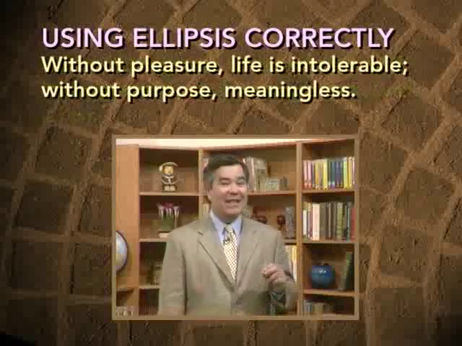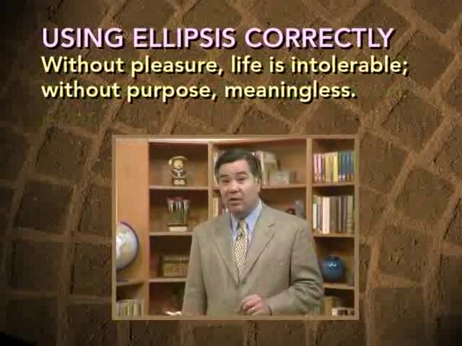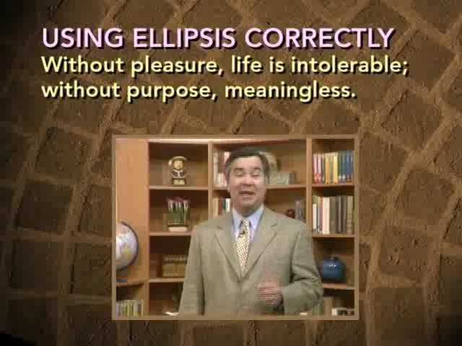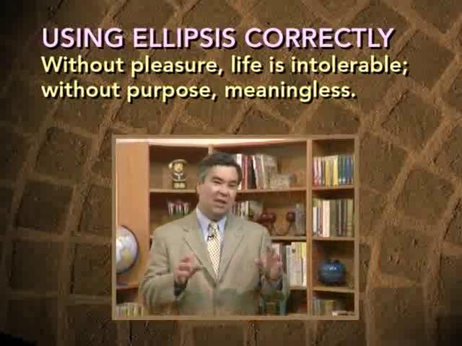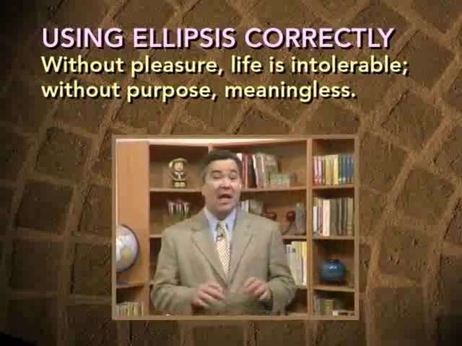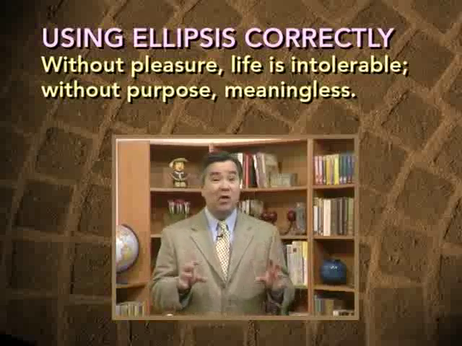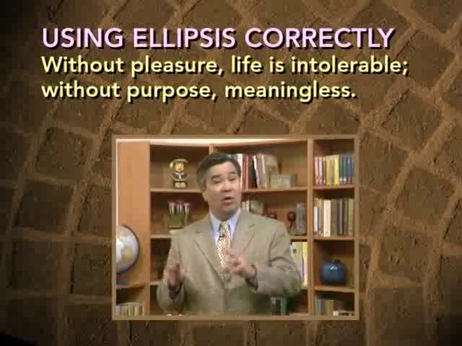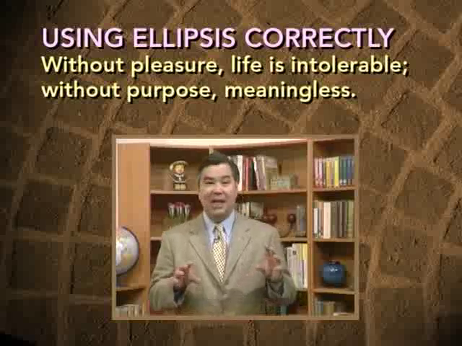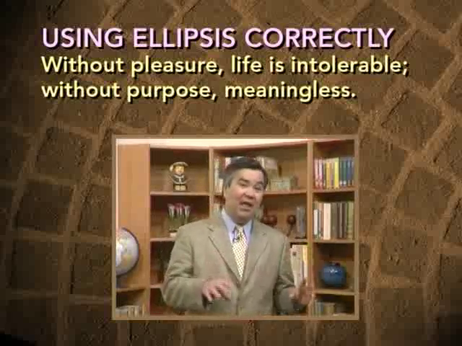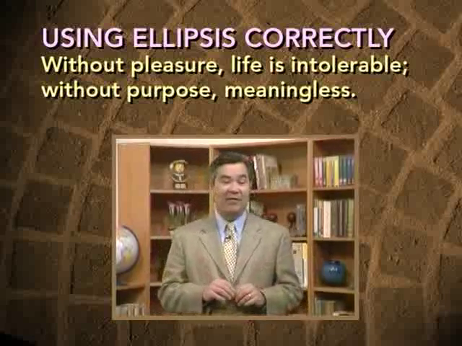Here's another example of a sentence containing ellipsis. Without pleasure, life is intolerable. Without purpose, meaningless. This sentence has been written to be very pithy, very concise. It's a short, kind of philosophical statement. And one of the ways the author has made this sentence pithy and concise is by using ellipsis. He has left out some words from the second half of the sentence. Once again, we have two clauses set up in parallel fashion, but in order to avoid repeating the same words, the author has omitted certain words from the second half of the sentence.